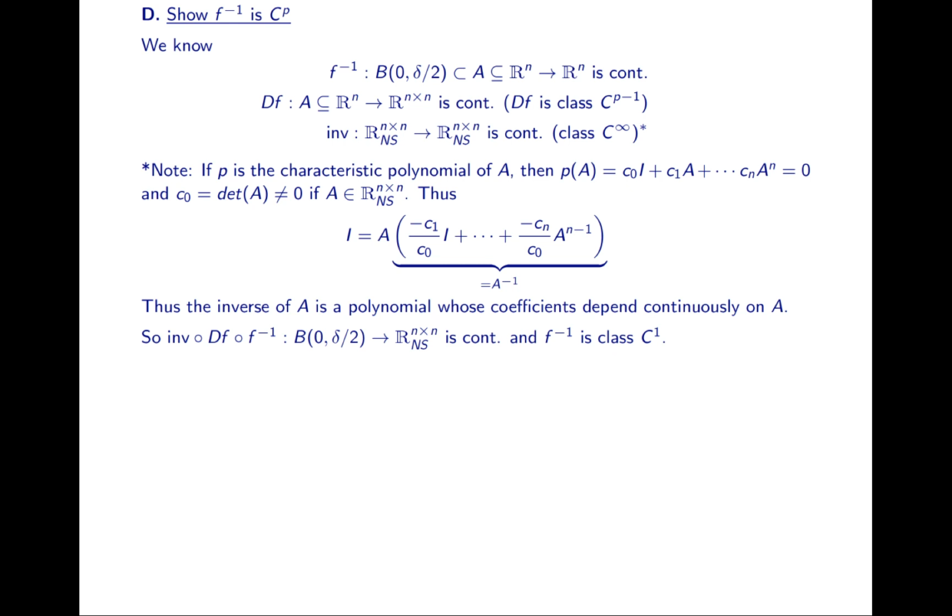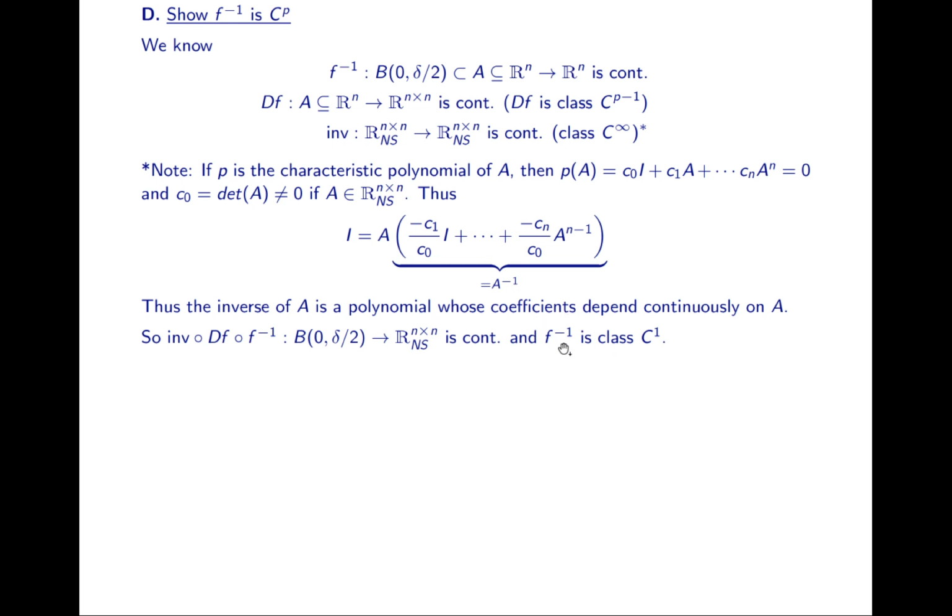So let's consider what the derivative of f inverse is. The derivative of f inverse is the inverse of the derivative of f evaluated at f inverse of the argument. So for example, the derivative of f inverse of y is the inverse of the derivative of f at x, where x equals f inverse of y. So in fact, this expression here is the function that represents the derivative of f inverse. And it maps vectors in a delta over 2 radius of 0 to n by n non-singular matrices.